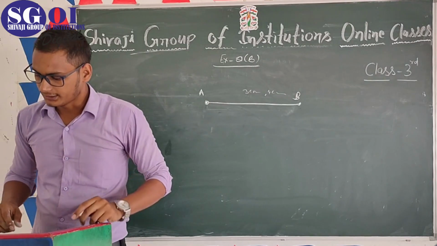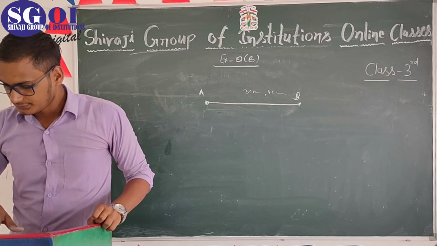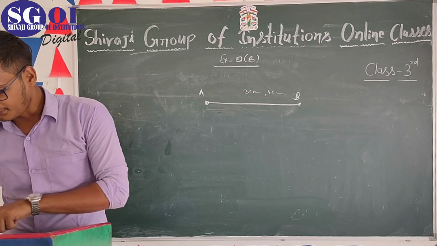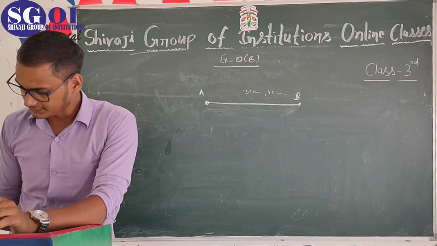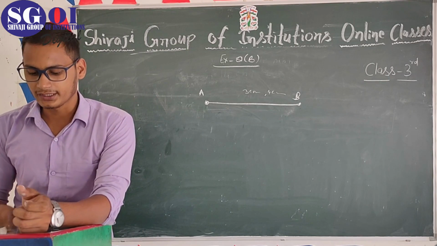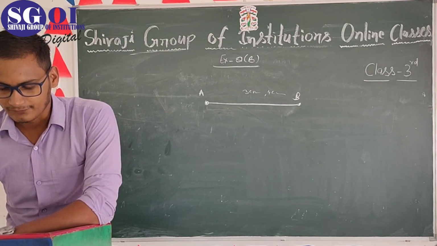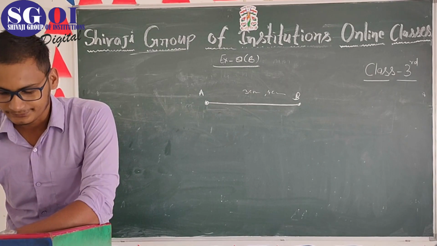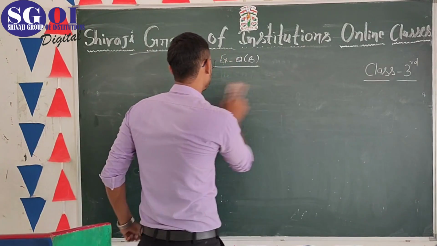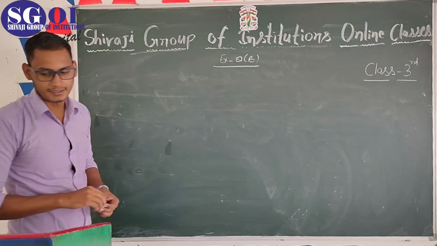Understood? The length of the line segment CD. So put the scale above this line segment and measure the length of CD. Measure the line segment EF. And question number 5, the length of the line segment MN. So it's easy to find the length of any line segment. Okay. Question number 6.